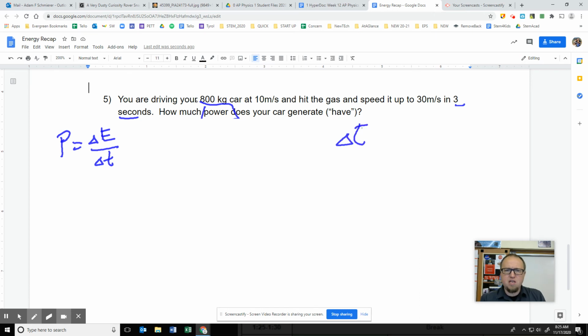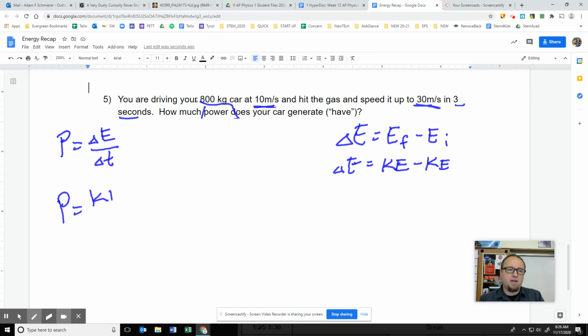Change in energy. Let's think about that. Change in energy is final energy minus initial energy. Well, at the beginning, it's moving, and at the end, it's moving. So the final energy is kinetic energy because it's moving, and the initial energy is kinetic energy because it's moving. So my change in energy involves both of those. So power is kinetic energy final minus kinetic energy initial all over time.